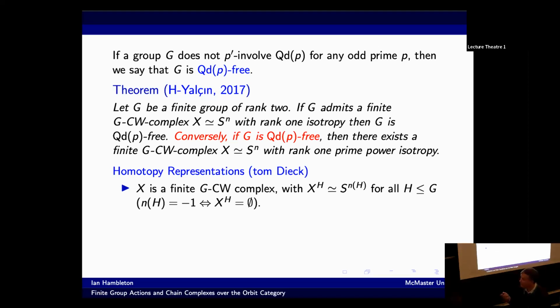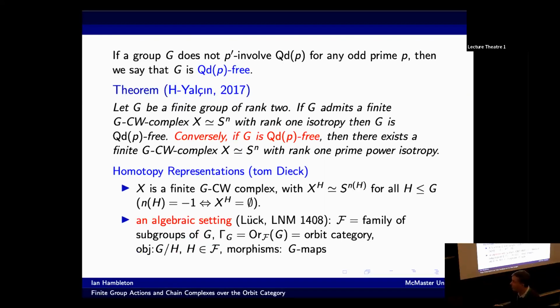Okay, so we're going to move on to homotopy representations. I already sort of said this, just to repeat, that's a finite GCW complex, and there's a dimension function that tells you that the fixed point set for every proper subgroup H is homotopy equivalent to an actual sphere of some dimension n_H, and the empty set is dimension -1. Okay, that's what Tom Dieck called a homotopy representation.